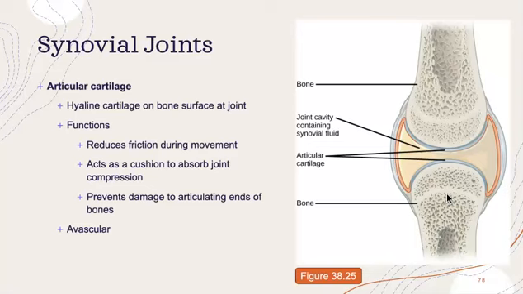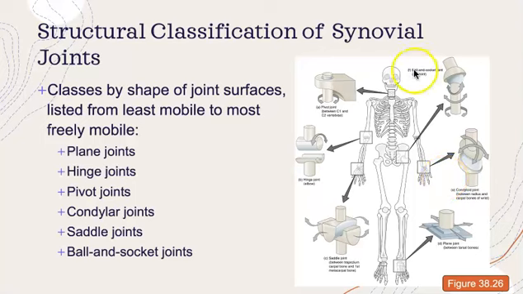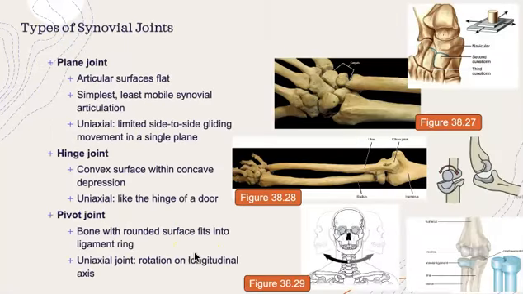Now, this is avascular, meaning that we don't have blood vessels within the articular cartilage, so it takes a long time to heal when it's damaged, and we're going to get our nutrients through diffusion by nearby blood vessels. All right, so now let's go through the subclasses of our synovial joints, and that is going to include a plane joint, hinge, pivot, condylar, saddle, and ball and socket. So let's take a look at those first three.